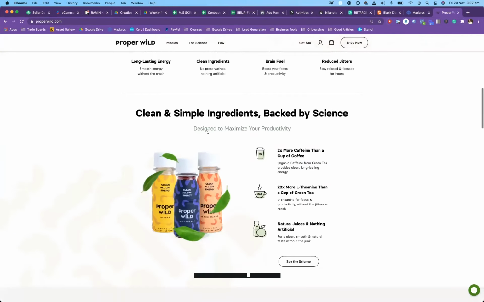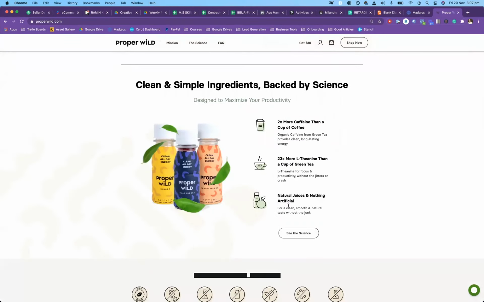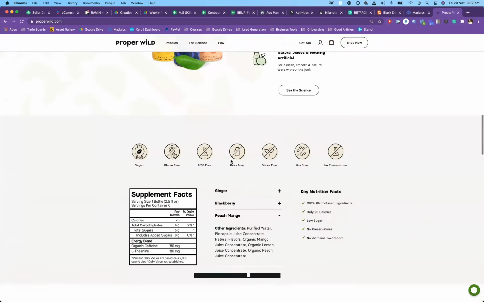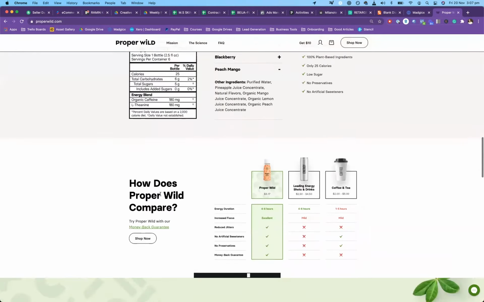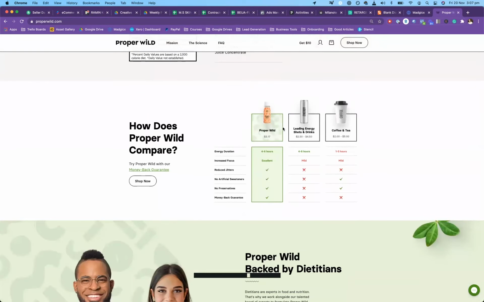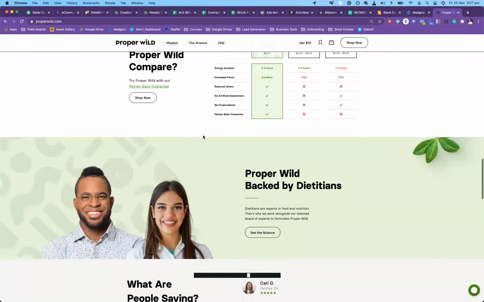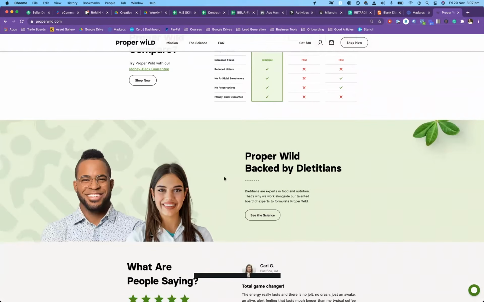And then as you get down further, it starts going into more of the logical benefits. So it's more caffeine than coffee. It's got this particular vitamin in it. It's natural juice. Then you've got a bunch more icons that show that it's vegan, gluten-free, GMO-free, dairy-free. Then you've got the supplement information, and then it starts comparing prices against coffee and energy drinks and everything. And then it's got that little social proof element backed by dietitians.